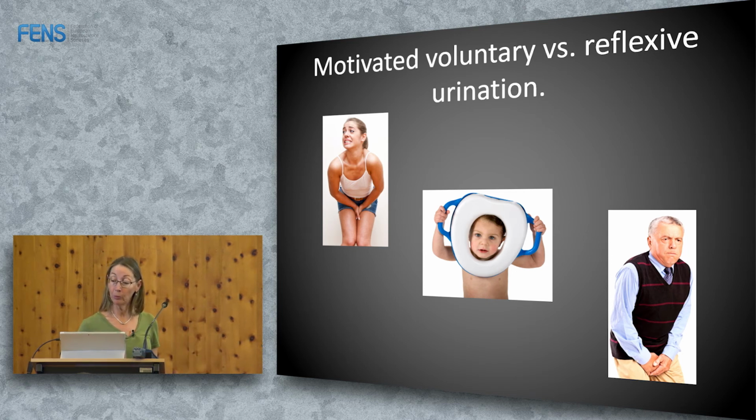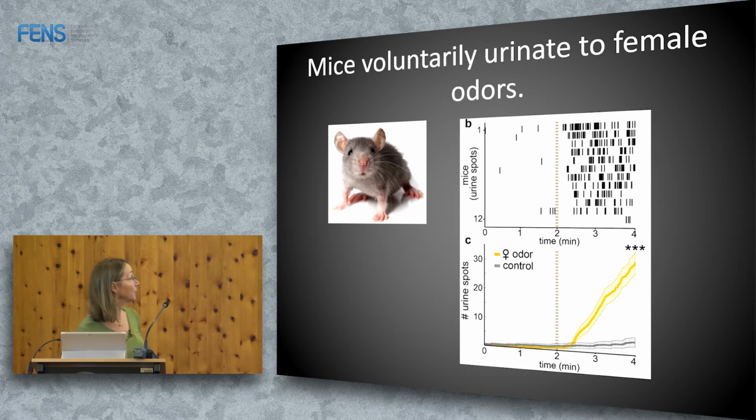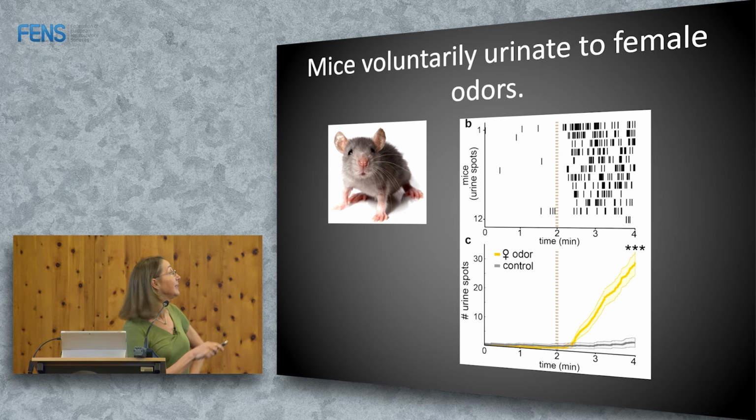What I'm going to propose to you is that that's what these mice were doing. In that video that I showed you, that was a compilation of a 4-minute assay. We do 2 minutes with the control odors, and these are 12 different mice. There are little rasters whenever they've urinated. And you can see that after we drop in the female odor cue, there's a high probability of them urinating. They didn't have to go beforehand, and they all suddenly went, so we would call that voluntary urination.